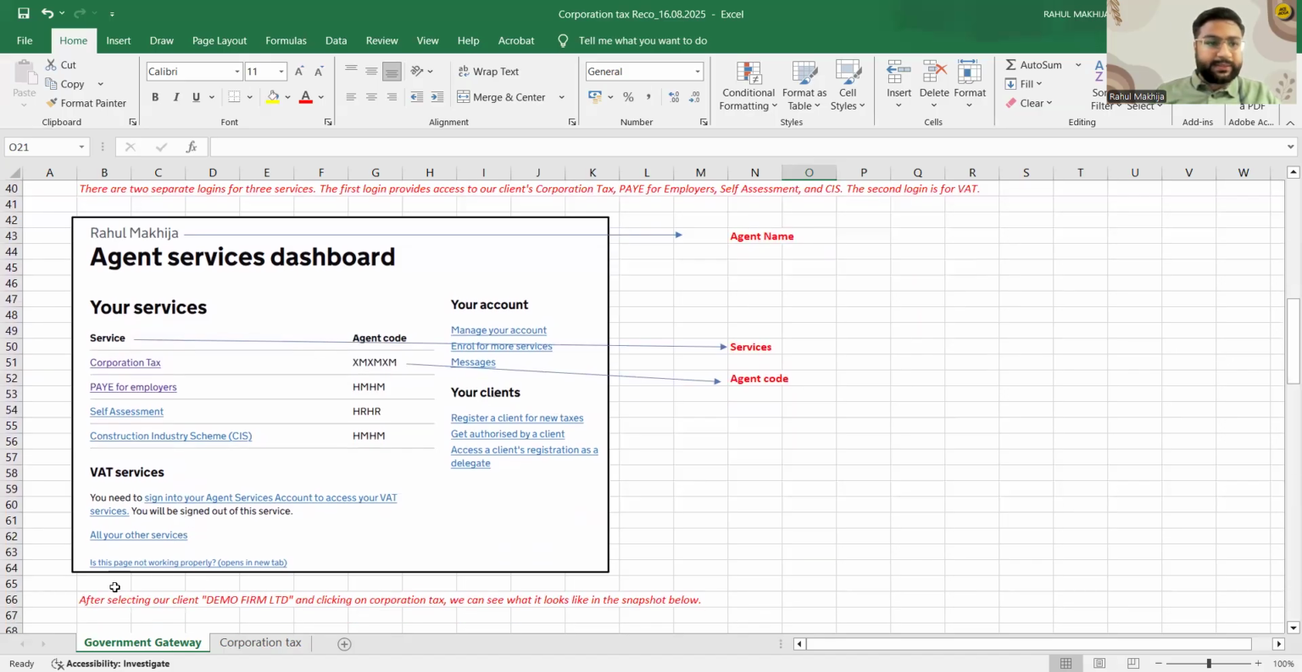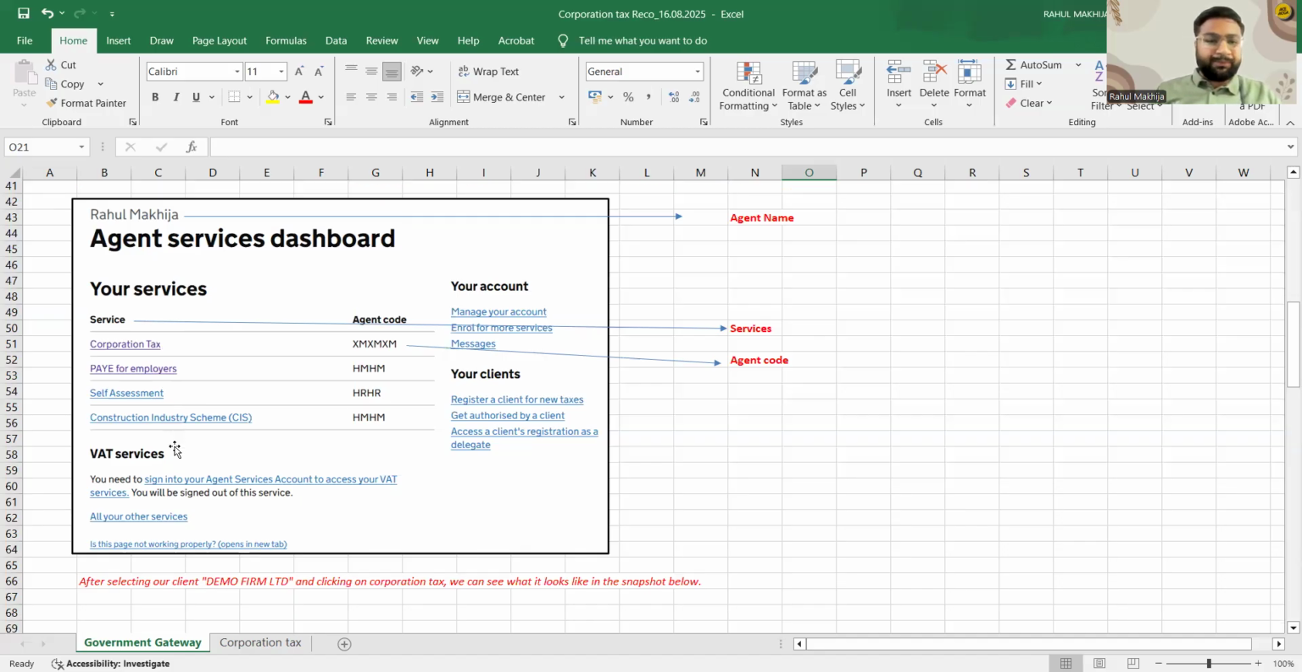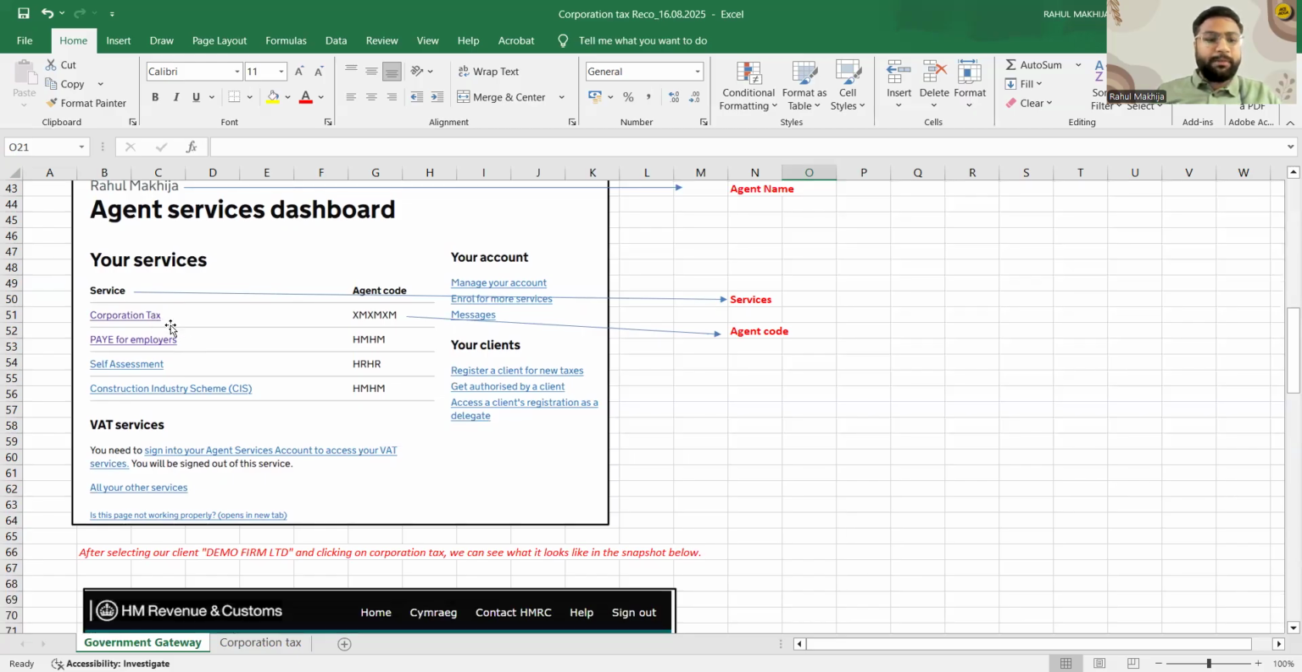As you can see in this snapshot, here you will get the agent name, as in this case, which is Rahul Makija, and the agent services dashboard, which is showing four types of different services such as corporation tax, PAYE for employee, self-assessment, and Construction Industry Scheme, which is CIS. So today we will be just focusing on corporation tax only.